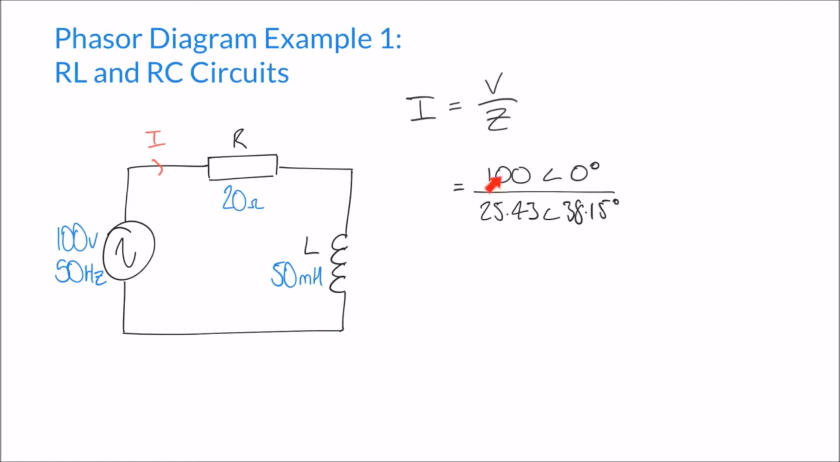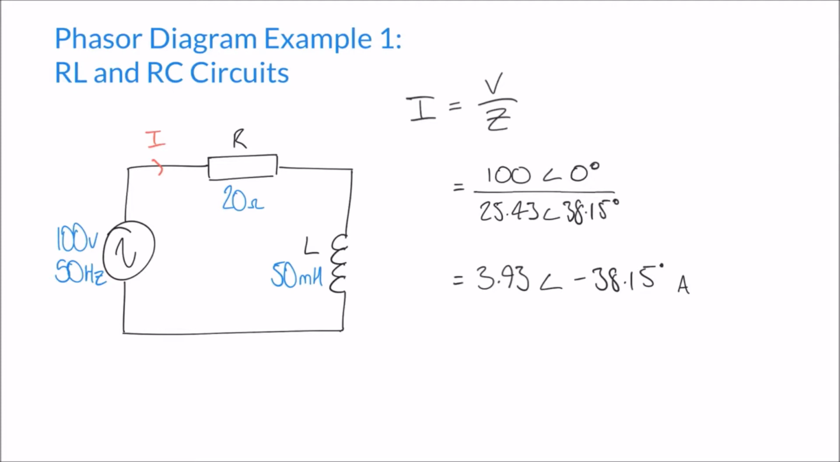Remember, when we're dividing in polar form, it's very easy. We simply divide the two magnitudes, so it will be 100 divided by 25.43, and we subtract the angle, so 0 minus 38.15. So our current in this case is going to come out as 3.93 at an angle of minus 38.15. And because it's a current, that's measured in amps.